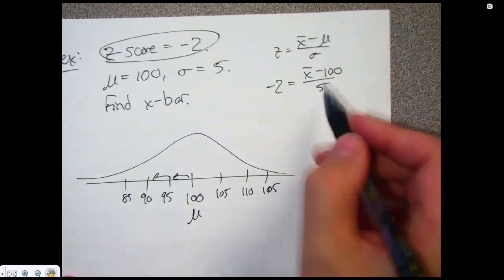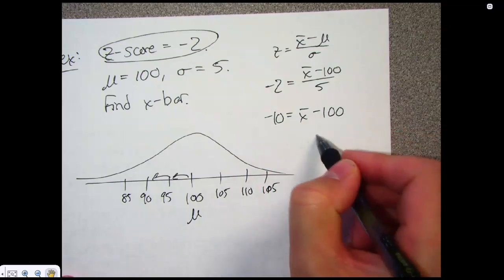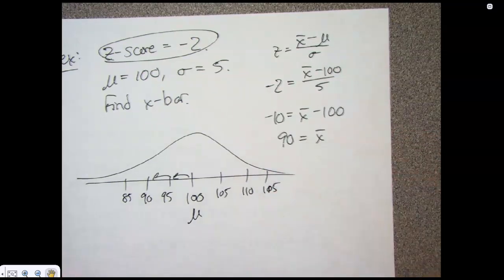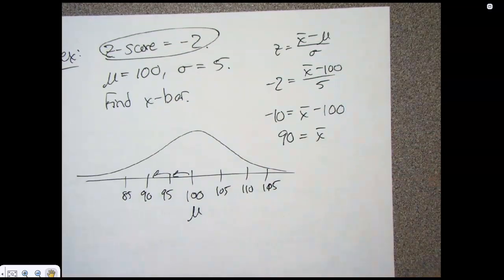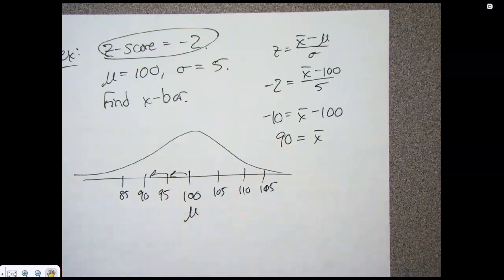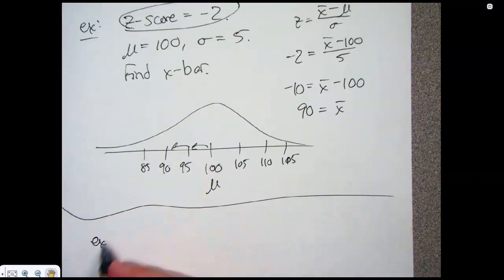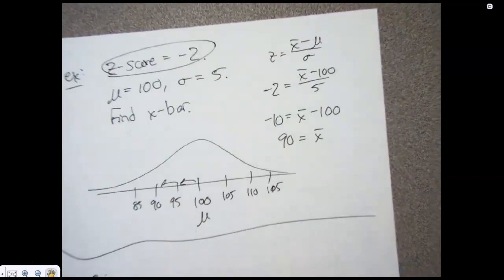I think I would multiply both sides by 5, so I get negative 10 equals x bar minus 100. And then add 100 to both sides. You'll get 90. So thinking through the graph in your head, writing out the graph, or doing the algebra, it doesn't matter to me how you do it. How many had 90 there before I got to it? Questions on it?